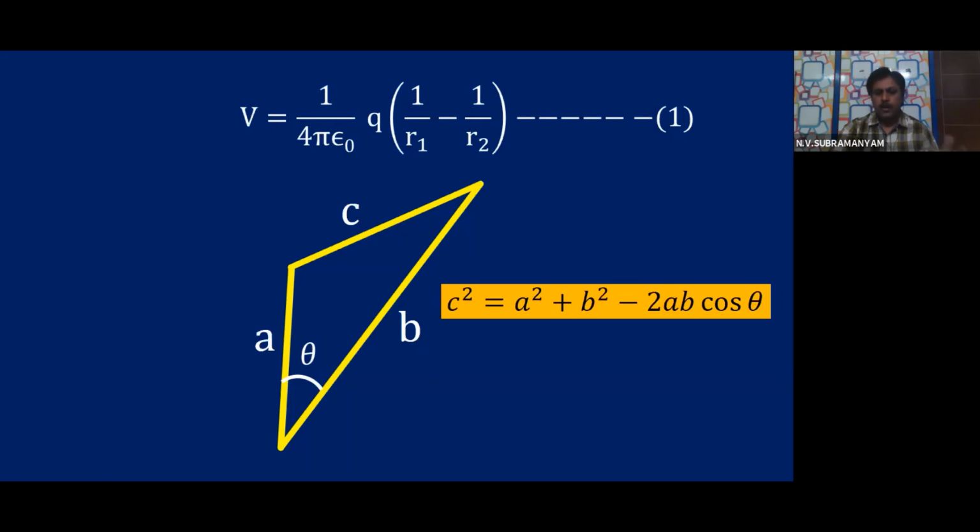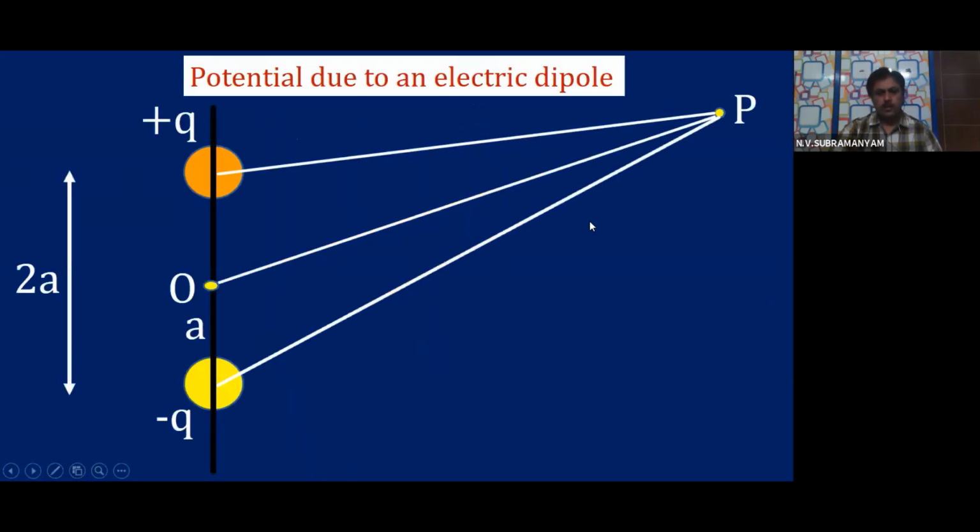So I will apply this to calculate R1 and R2. Then we will get 1 by R1 and 1 by R2. Shall we do that, children? So our original diagram, R1, R2. Now I want to know what R1 is and what R2 is. That is my ultimate concern. If I know R1 and R2, I can substitute in equation number 1. So already we know theta is the angle. Now can you apply the cosine rule that I gave you in the earlier figure for this one?